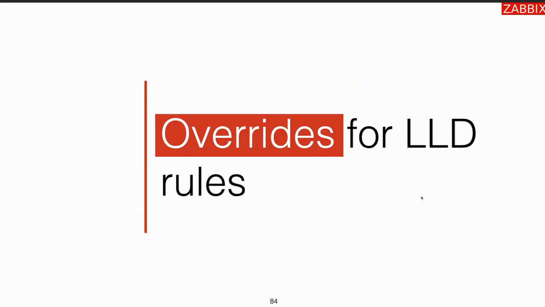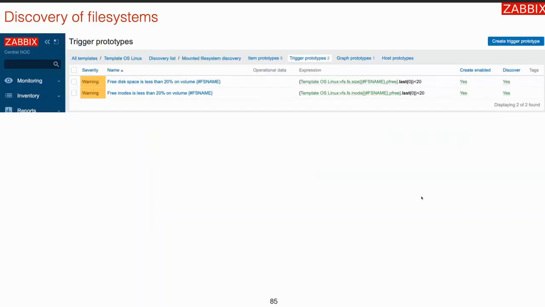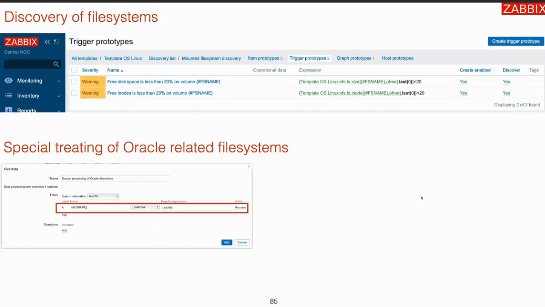Another very nice feature is support of overrides for low-level discovery rules. Okay, let me give you a quick example. So, for example, I want to discover file systems on a Linux server. And Zabbix discovers the different file systems. It creates items for monitoring of those file systems automatically. It creates triggers and graphs. It's all made automatically. But suppose for some file systems, I want a different trigger severity. Or I don't want to create some items. Or I don't want to create some triggers. For example, I have Oracle file systems like Oradata.